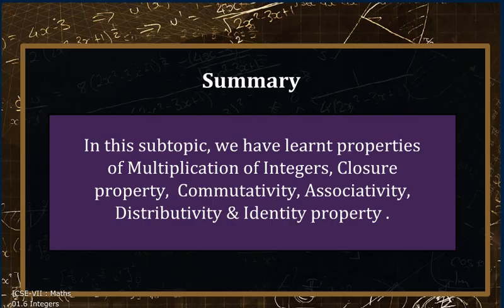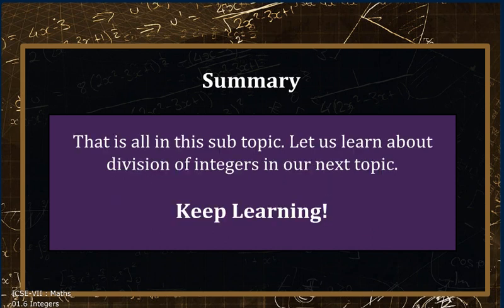Summary. In this subtopic, we have learned properties of multiplication of integers: closure property, commutativity, associativity, distributivity, and identity property. That is all in this subtopic.